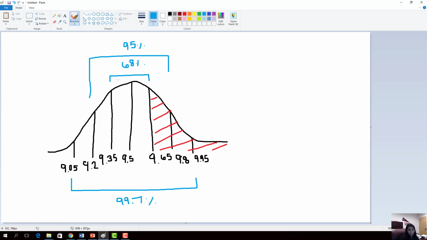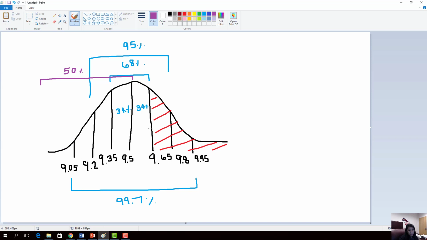So because there's 68% within 1 standard deviation, we also know that 34% of the data is above the mean, 1 standard deviation above the mean, and 34% is below the mean. We also know that because this is the median, when the normal distribution, the mean is also the median, that from here to here is 50%. So if we add 50% plus 34, that'll give us 84% for this white part here.